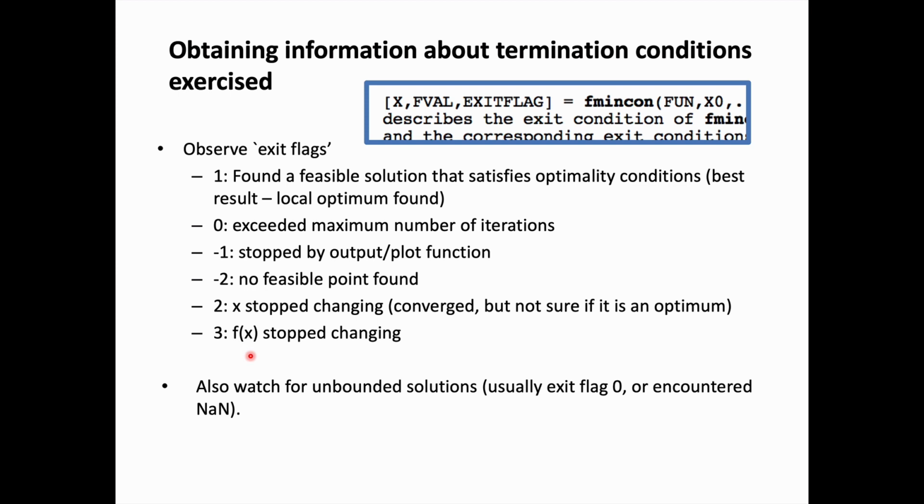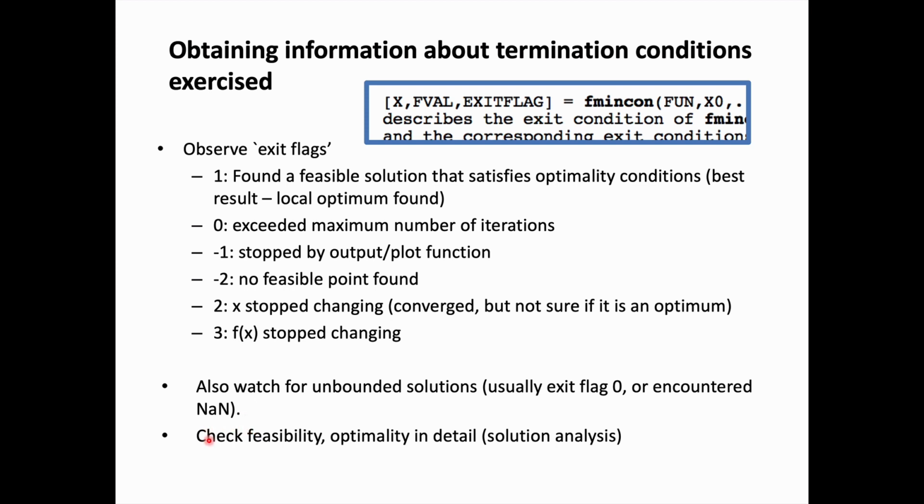There are a number of other things to watch out for. Looking for unbounded solutions. We'll talk a little bit more about this next week. If we have an unbounded problem, that's one of the things that will usually cause us to hit the maximum number of iterations. Another thing to look out for is if any of the objective or constraint functions encountered not a number. And if you're not familiar with an NaN output for Matlab, I recommend that you have a look at the documentation for that.